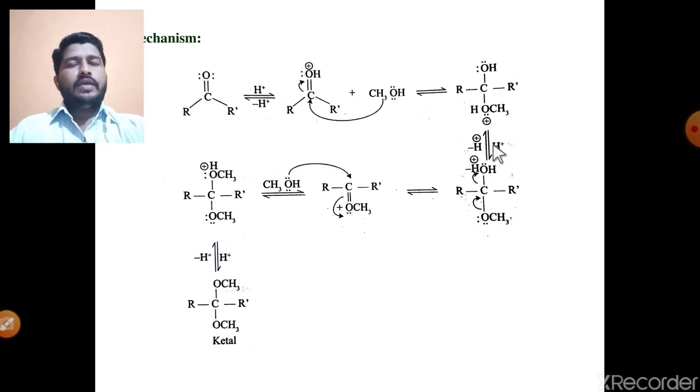Then the next step is deprotonation: removal of this hydrogen, meaning removal of the H+ ion. After removal of this H+ ion, the positive charge is neutralized. In the next step, the electron pair of this oxygen participates in delocalization, then the OH group is eliminated in the form of OH minus. It finally gives the hemiacetal or hemiketal, and this hemiacetal or hemiketal reacts with a second mole of the alcohol molecule. It finally gives the acetal or ketal. This is the mechanism of this reaction.